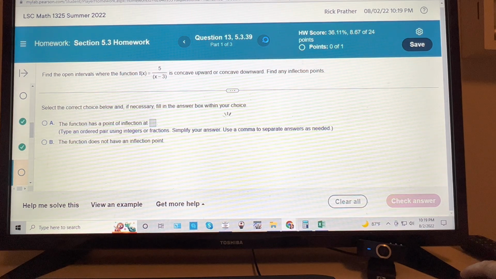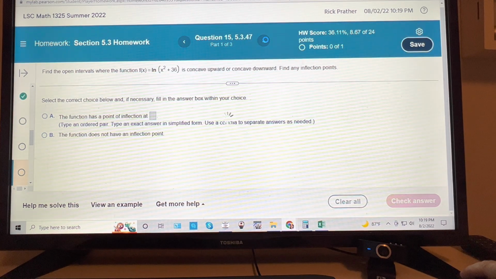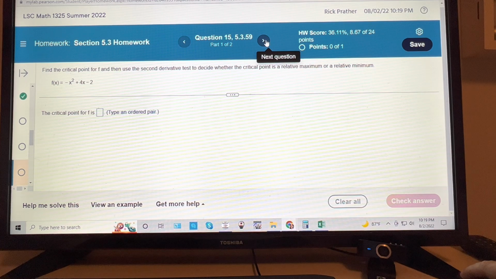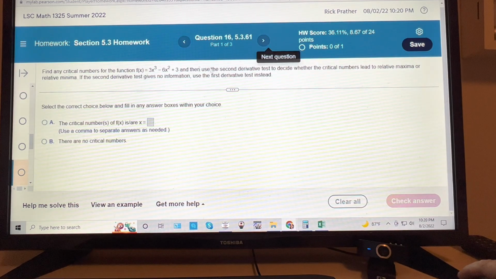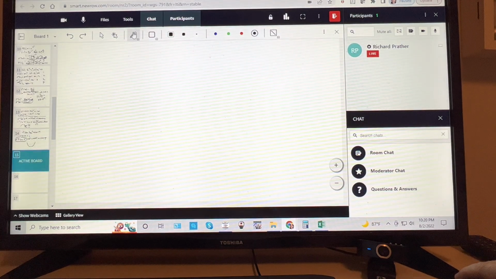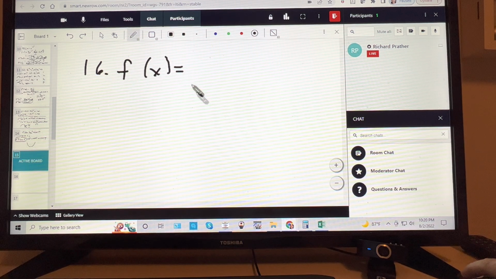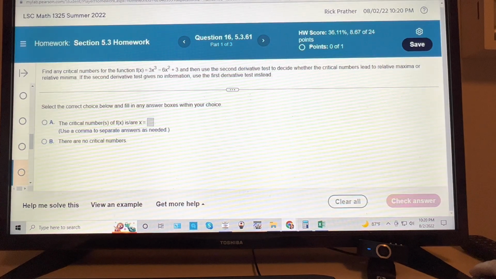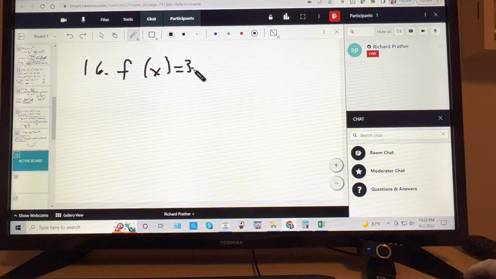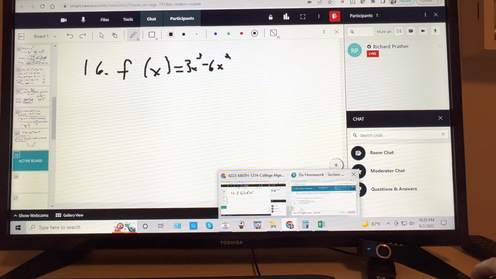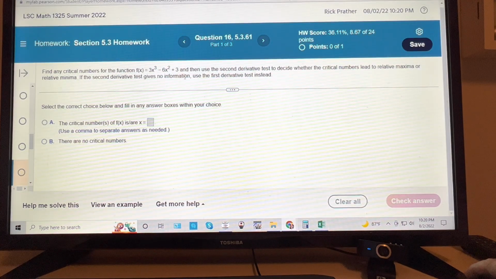Okay, so let's get to maybe a more interesting one. I want to get to a higher power. This is probably better here. Number 16. So now we have a cubic original function: 3x cubed minus 6x squared plus 3.